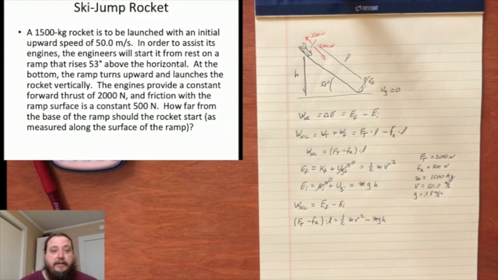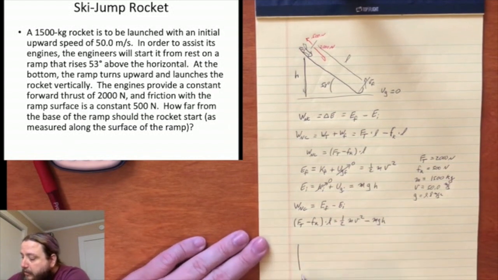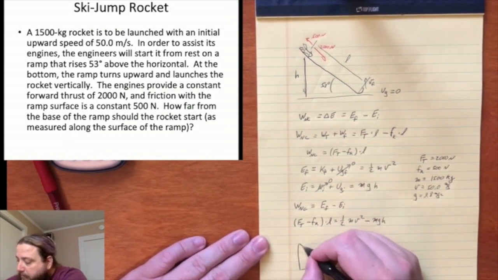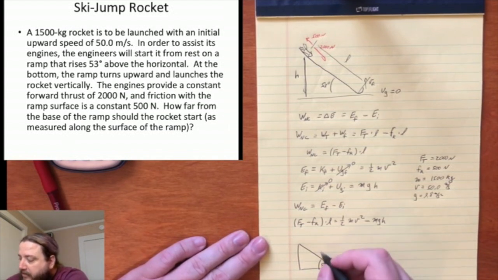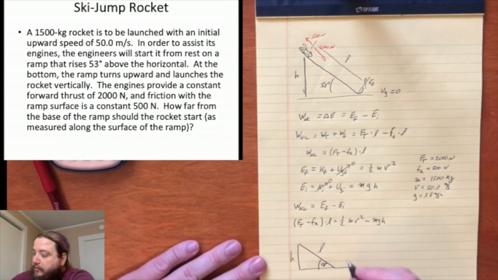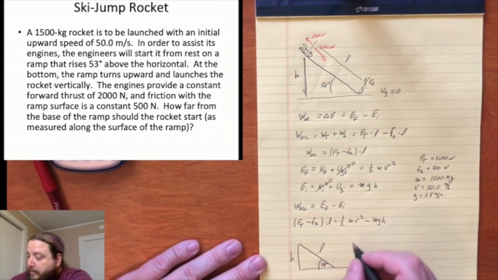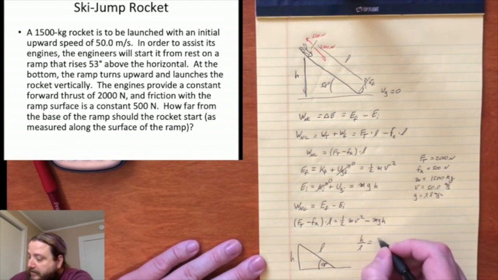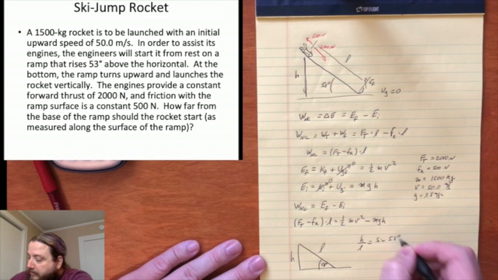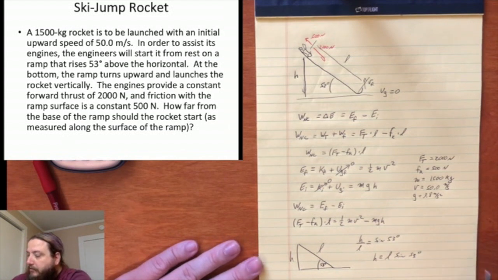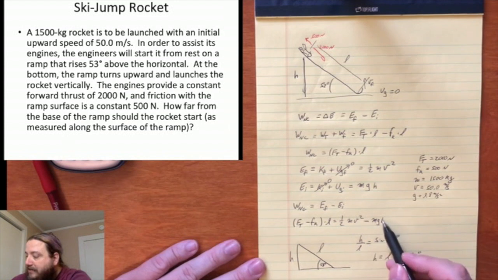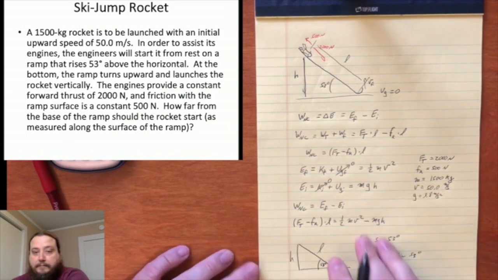Indeed, L is what we're being asked to find, and H is related to L through a right triangle. That this is 53 degrees, that side is L and that side is H, so that opposite over hypotenuse, H over L, is the sine of 53 degrees. That H is equal to L times the sine of 53 degrees. And so we can replace our H here with L sine of 53 degrees.